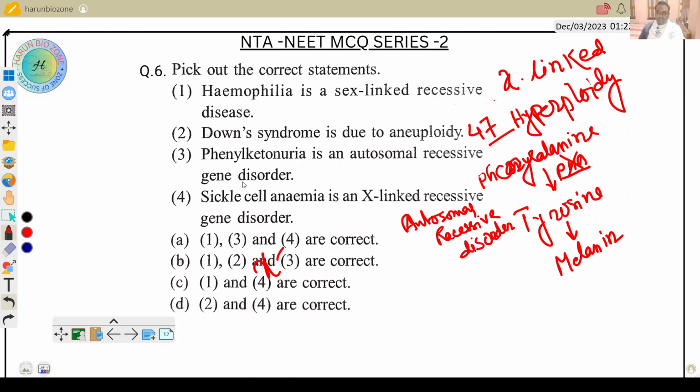Clear? So here the right answer is: hemophilia is a sex-linked recessive disorder, Down syndrome is due to aneuploidy, and phenylketonuria is an autosomal recessive disorder. So the right answer is B. Next question.